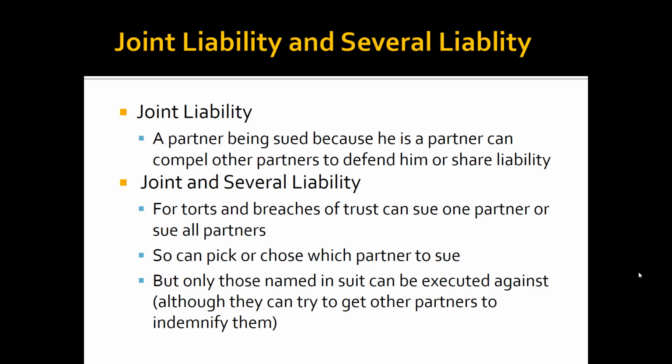Now, when we talk about joint and several liability, if a tort or breach of trust happens, you can sue one partner, you can sue them all. But remember, if you're going to sue one, he generally has the right to bring in the others. You can pick and choose who you go after. But if you're going to execute, you can only execute against him, sometimes against the property owned by the partnership.